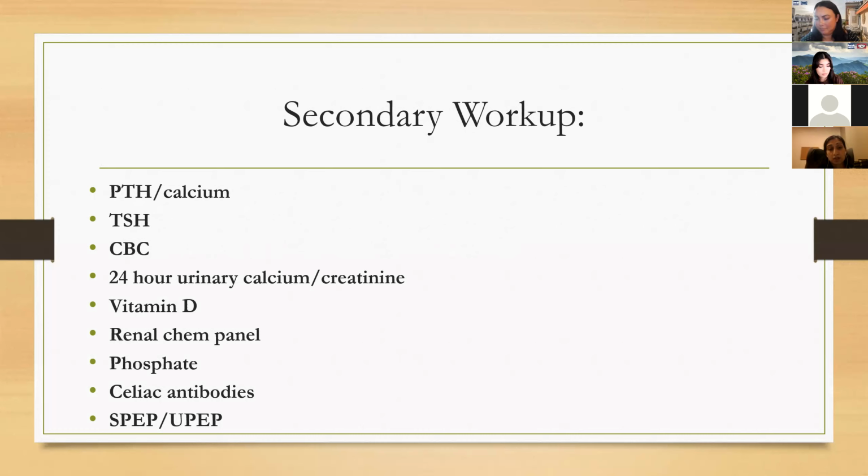Like I said, vitamin D and renal chem panel, and then other causes of low bone density include celiac, and you might want to check an SPEP or a UPEP, especially in patients who have lytic lesions.